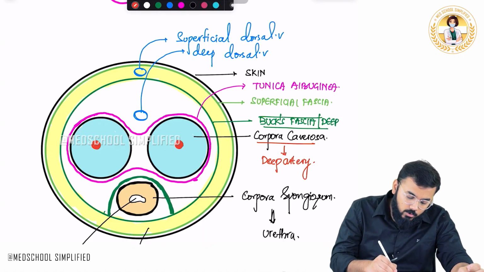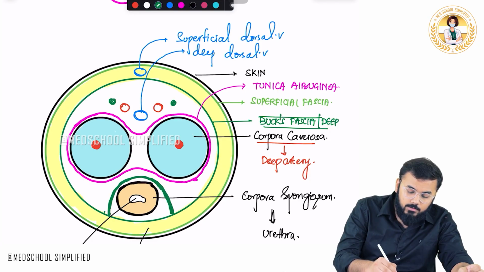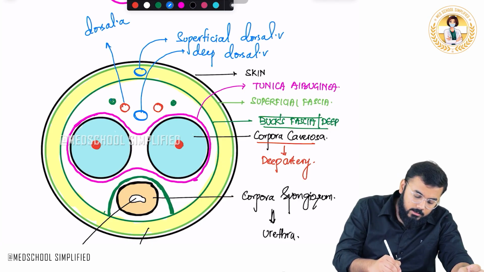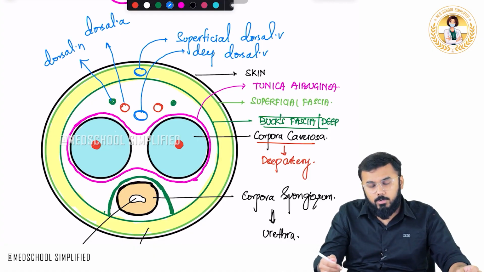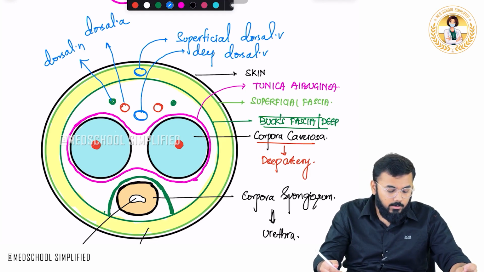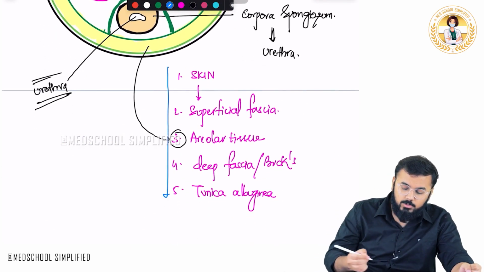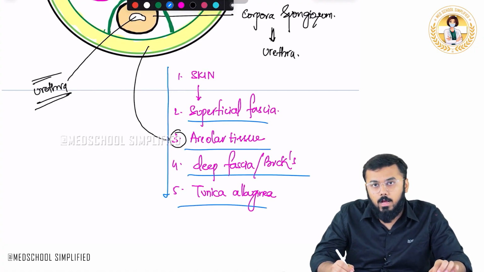Next, side to it, you have got two arteries over here. These are called dorsal arteries. Side to that, you have got two nerves over here. These are called dorsal nerves. So what are the important structures over here? Superficial dorsal vein, deep dorsal vein, dorsal artery, dorsal nerve. Now these are the structures I want you to remember all the way from outside to inside: skin, superficial fascia, areolar tissue, deep fascia or Buck's fascia, Tunica Albuginea.